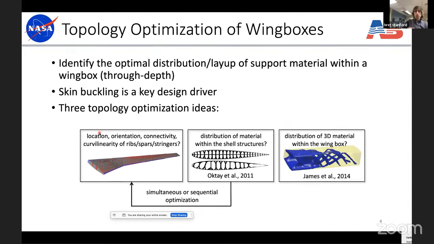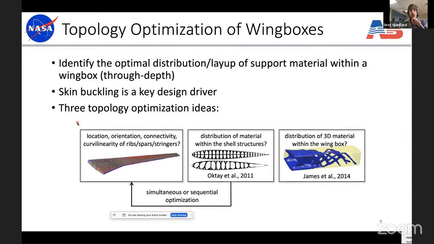So for topology optimization of a wingbox, there's a good amount of literature out there over the last 20 years, and I invite you to take a look on the internet to summarize that. I think most of the papers out there can be divided into one of three categories. The first one on the far left here is like a layout design problem, right? We know we want to have ribs and spars and stringers inside our wingbox, and we want the optimizer to tell us where they should be, basically.